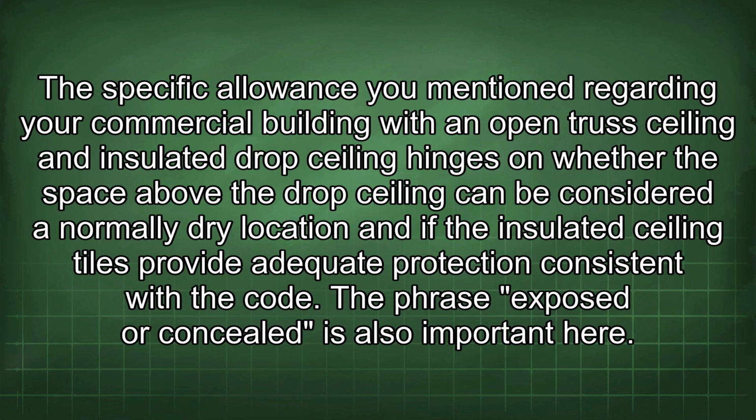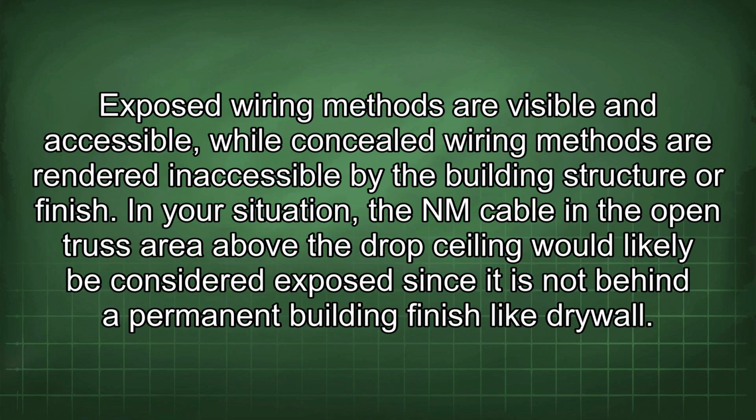The phrase exposed or concealed is also important here. Exposed wiring methods are visible and accessible, while concealed wiring methods are rendered inaccessible by the building structure or finish. In your situation, the NM cable in the open truss area above the drop ceiling would likely be considered exposed since it is not behind a permanent building finish like drywall.